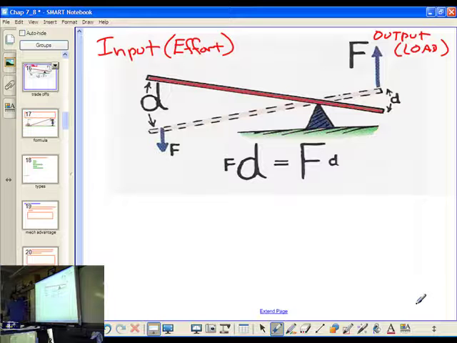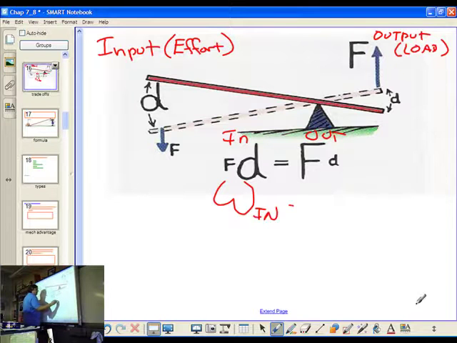And the thing is, if I want to lift this large force, the machine allows me to use a small force. But notice, I have to go a much greater distance, and it's only going to go up a small distance. The idea being here's our inside, outside. The work in is going to equal the work out. Best you can do on that. So the work in equals the work out.